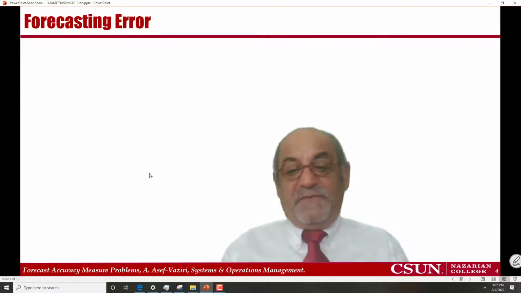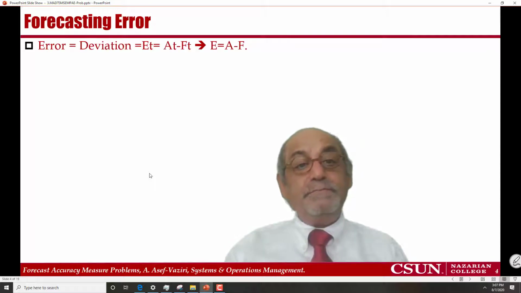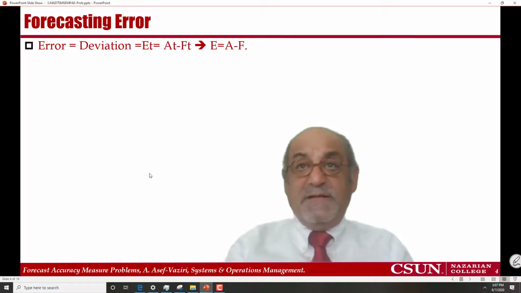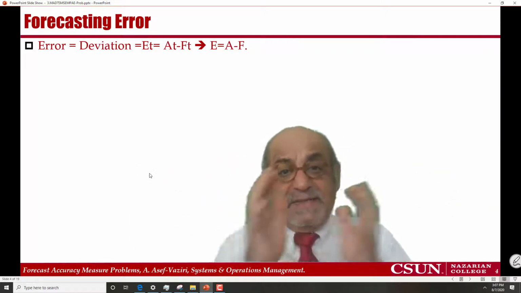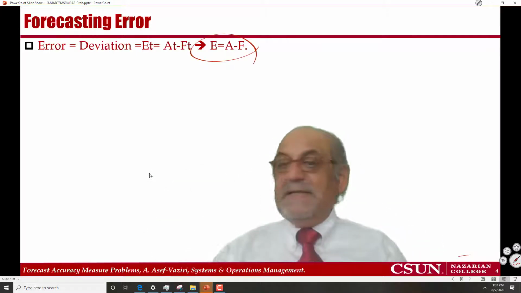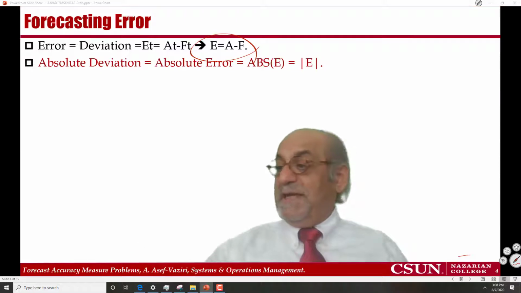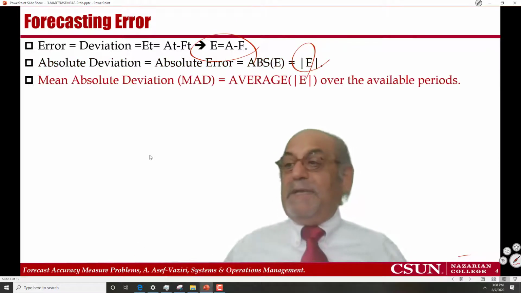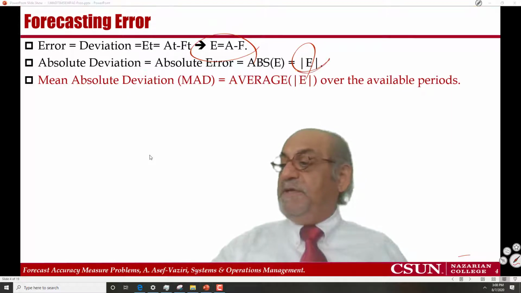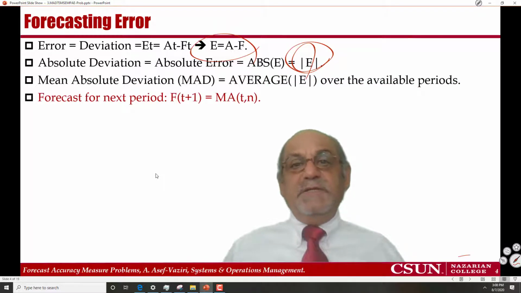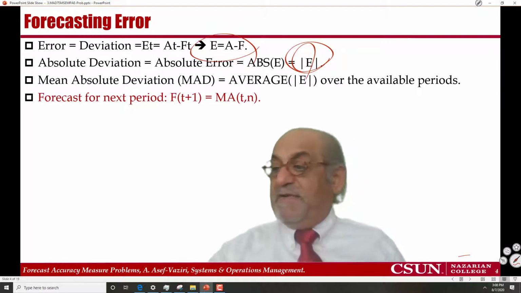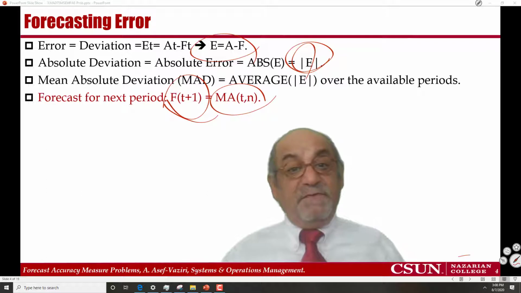We are going to talk about forecasting errors. Error is the difference between actual and forecast. By convention, we write the actual first, then forecast. Actual minus forecast, that is error. Absolute deviation is the absolute value of that error. Mean absolute deviation is the average of these absolute errors over all observations. Forecast for the next period using moving average: the moving average of period T is used as the forecast for period T plus 1.